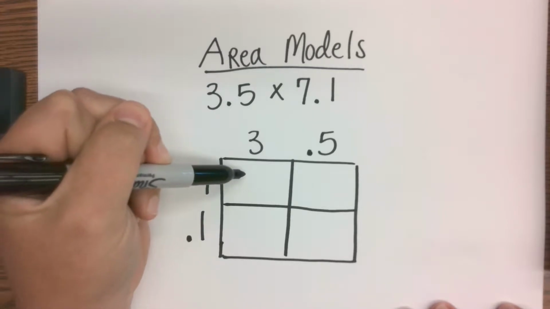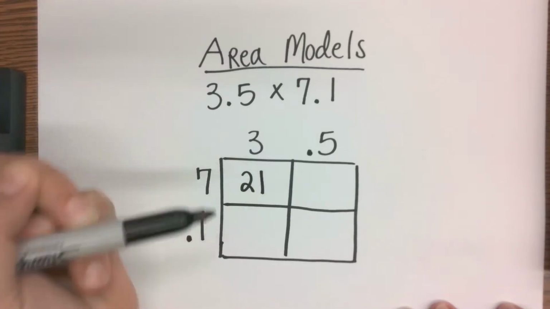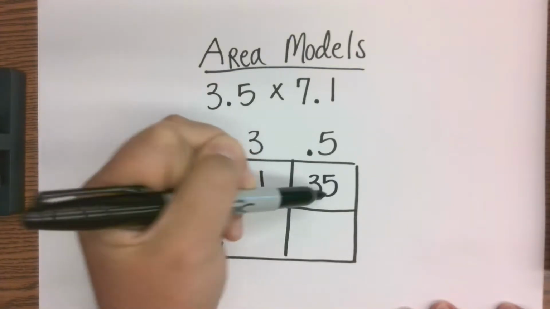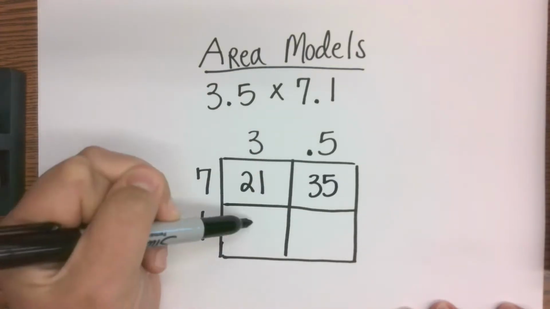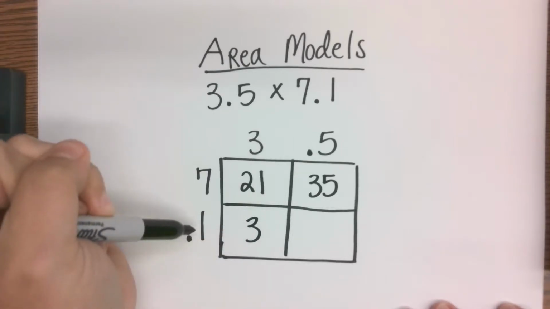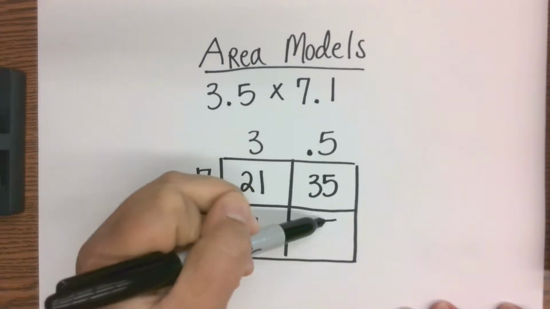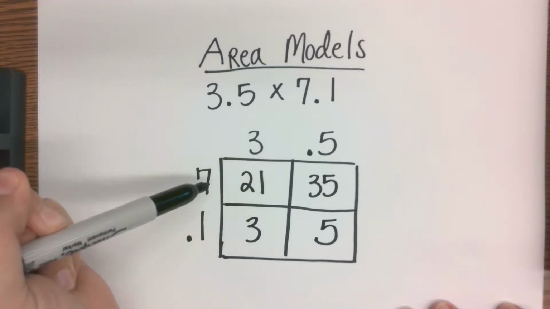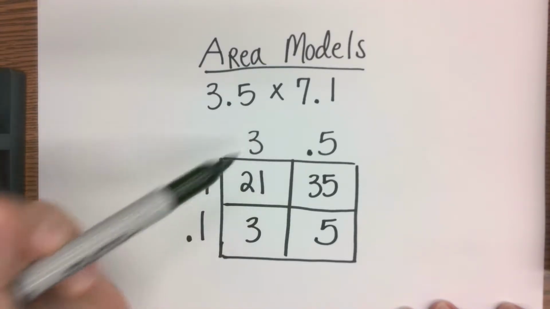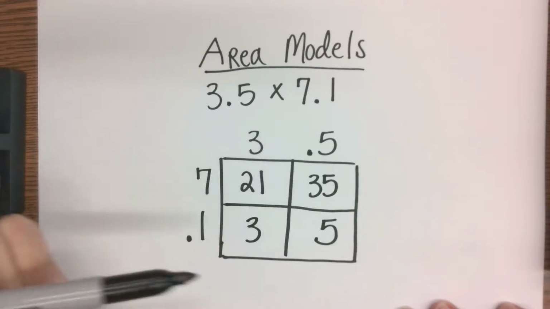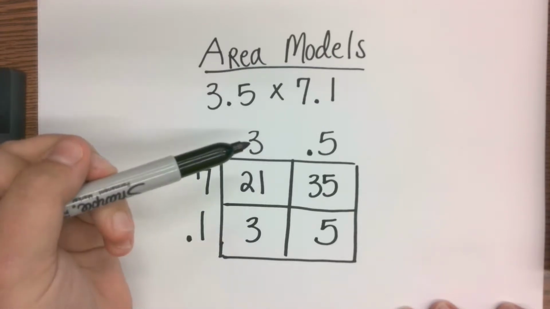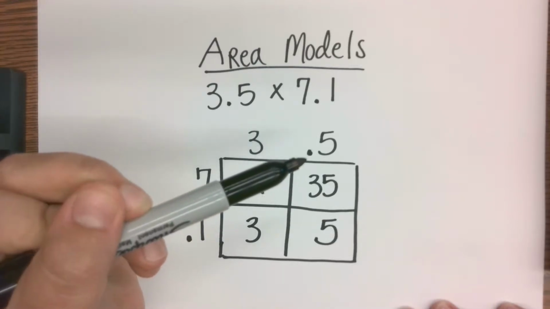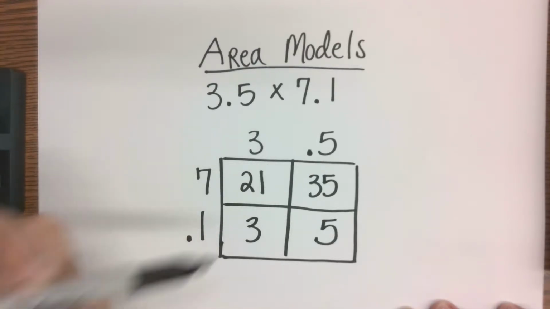So 7 multiplied by 3 is 21. 7 multiplied by 5 is 35. 3 multiplied by 1 is 3. And 1 multiplied by 5 is 5. But I didn't just multiply 7 and 5, or 3 and 1, or 1 and 5, did I? No, I multiplied 3 and 1/10, 7 and 5/10, and 5/10 and 1/10.